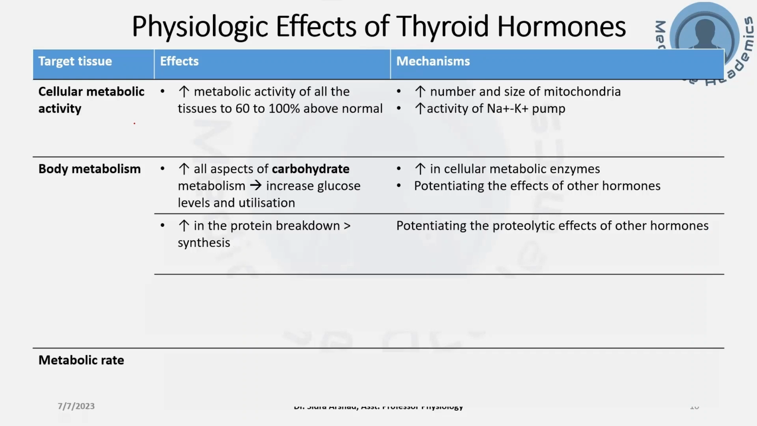As far as proteins are concerned, the thyroid hormones increase the breakdown of proteins more so than their synthesis. Thyroid hormones potentiate both the breakdown and the synthesis of proteins. However, their main action pertaining to proteins is catabolic. They potentiate the proteolytic effects of other hormones. This effect is also brought about by the thyroid hormone's effects on the other hormones' actions, which is known as the permissive effect.